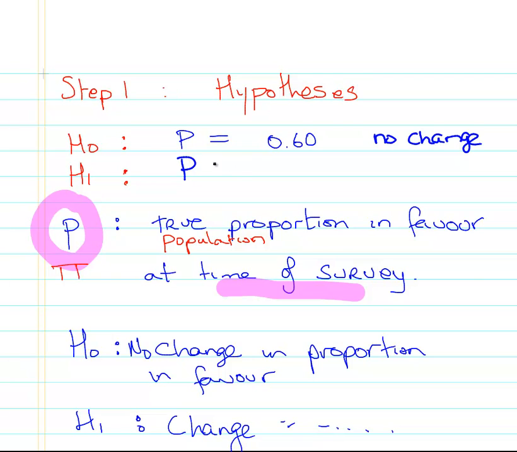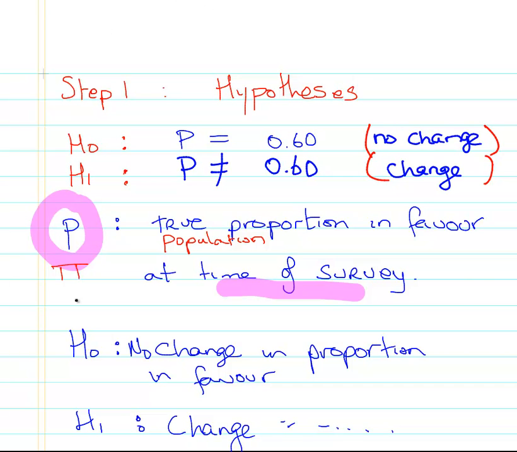Now, the alternative hypothesis is that there has been a change. It has changed from 60%. It could be greater than 60%, it can be less than 60%. Anyway, change. The null hypothesis says no change, and the alternative hypothesis says change. P equals 0.60. P not equal to 0.60.